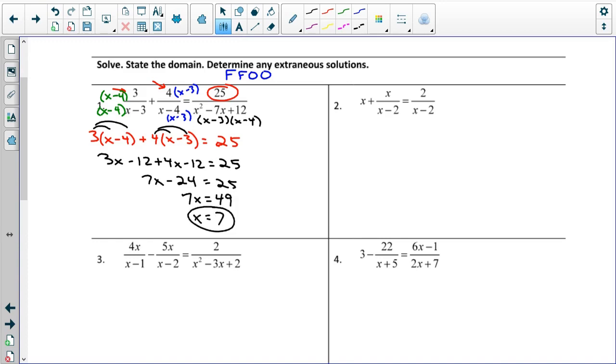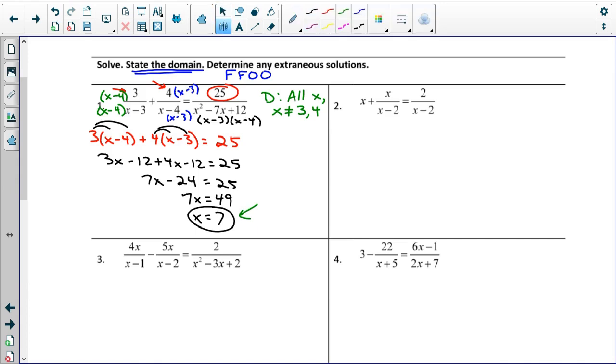Now that's solving. I didn't actually do any of the other parts of the directions yet, and I probably should state the domain before I do anything else, but I didn't do that, so now I'm going to go back and fix it. The domain of this equation, if I look at the denominators, is all x except x cannot equal 3 or 4, because if I substitute 3 or 4 into this original equation, the denominator would be 0. The good news is 7 is not 3 or 4, so my final answer is good.